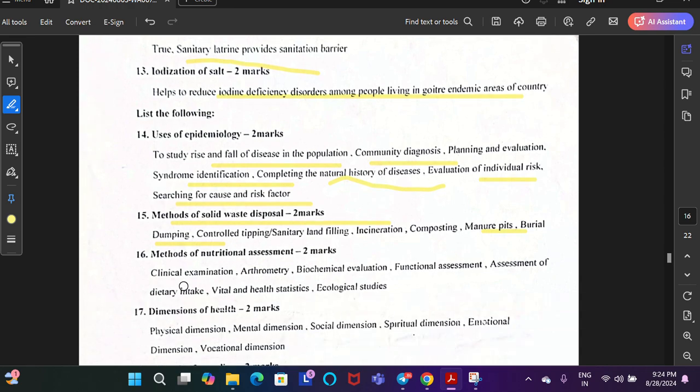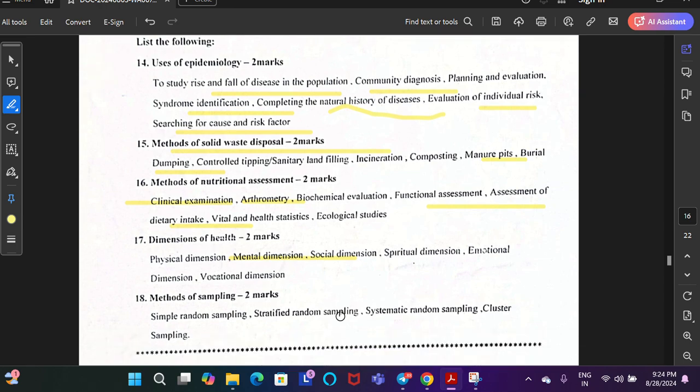Methods of nutrition assessment: clinical examination, anthropometry, biochemical evaluation, functional assessment, assessment of dietary intake, vital and health statistics, ecological studies. What are the dimensions of health? Physical dimension, mental dimension, social dimension, spiritual dimension, emotional dimension, vocational dimension. Methods of sampling: simple random sampling, stratified random sampling, systematic random sampling, cluster sampling.